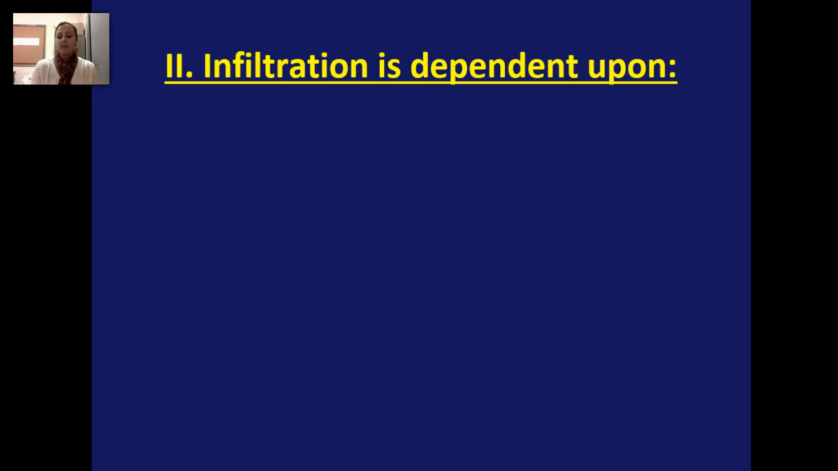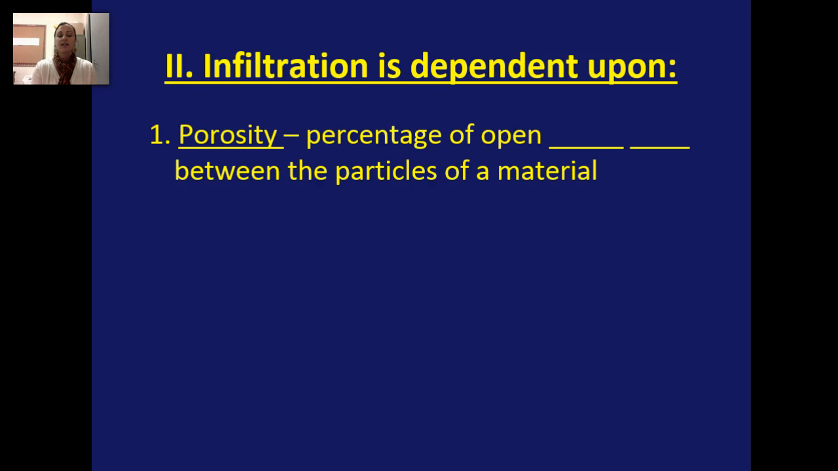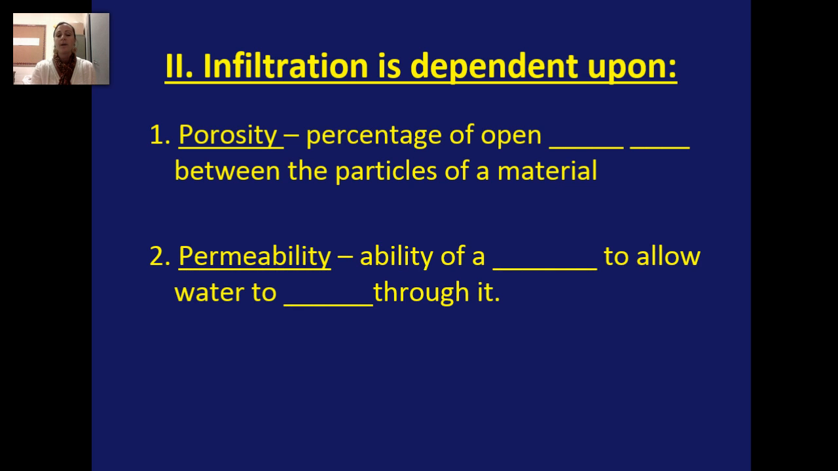Now, infiltration is dependent upon a few characteristics of our Earth. First, we're going to look at something called porosity. Porosity is the percentage of open space or pore space between particles of a material. You may have heard the word pore before on your face. The little holes are pores. So pores are little holes. And when you have dirt and a material of the Earth, there are pores or spaces in between those particles, and that's what we call porosity, the percentage of the open spaces.